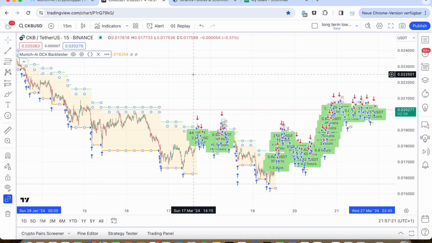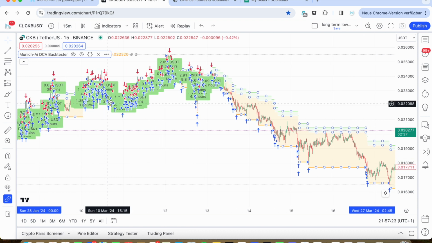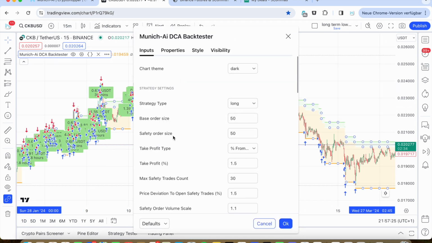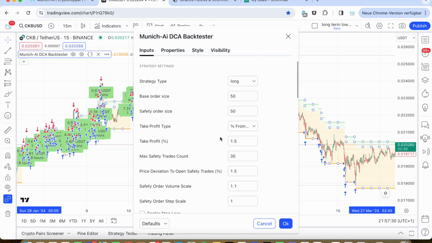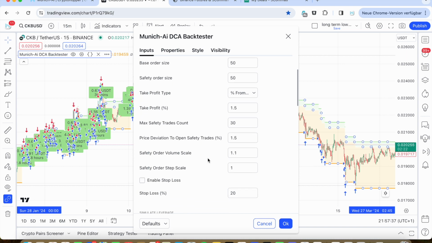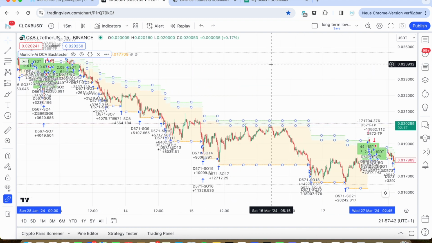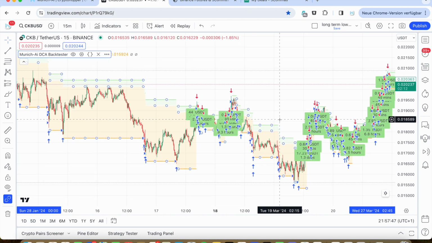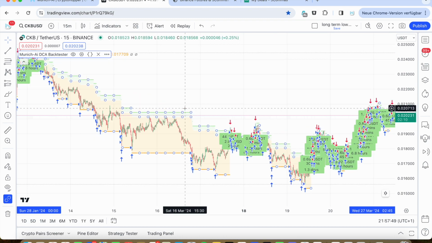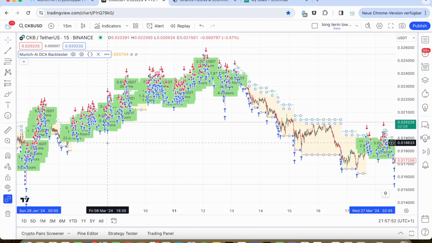So therefore, I have this strategy here, and especially on that, we use a safety order volume scale of 1.1 and a max safety trades count of 30, with a take profit of 1.5. So we only cover a deviation of 45%. Doesn't matter, because it's really rare that all the trades will be in without a small peak where you get out of the trade with 1.5 or 1.25 percentage profit.